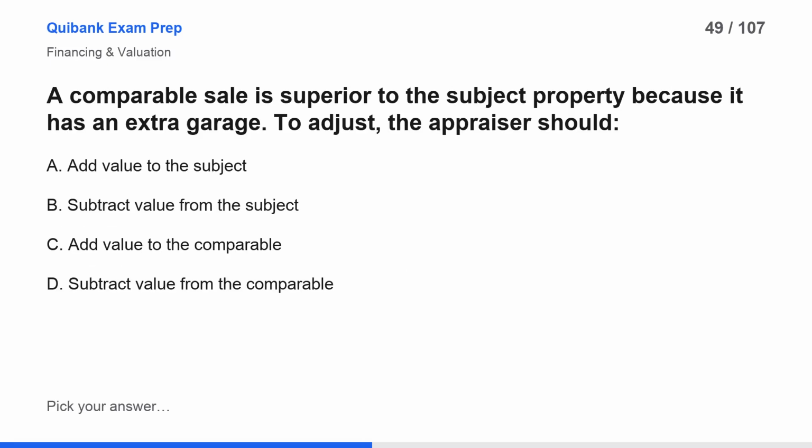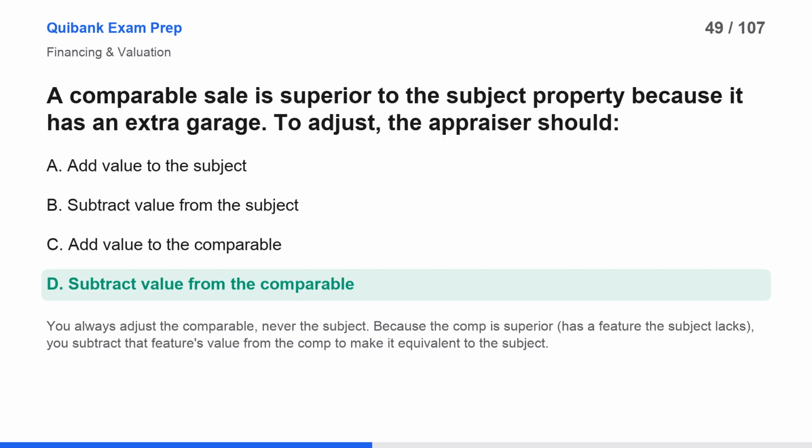Question 49. A comparable sale is superior to the subject property because it has an extra garage. To adjust, the appraiser should A. Add value to the subject, B. Subtract value from the subject, C. Add value to the comparable, D. Subtract value from the comparable. The answer is D. Subtract value from the comparable. You always adjust the comparable, never the subject.